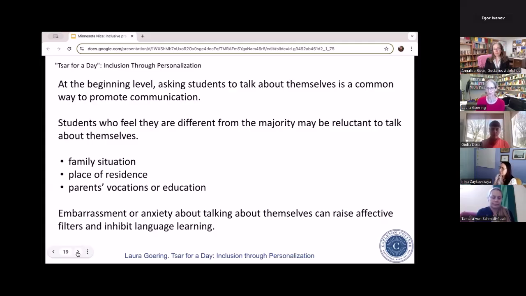So I'm going to show you a fun activity that helps make all students feel included without touching on anything that might cause them anxiety. This particular version is designed to practice the constructions "нет" and "не было" and to review possessive pronouns, but it can easily be adapted for other uses. So it starts with the photo of a student.